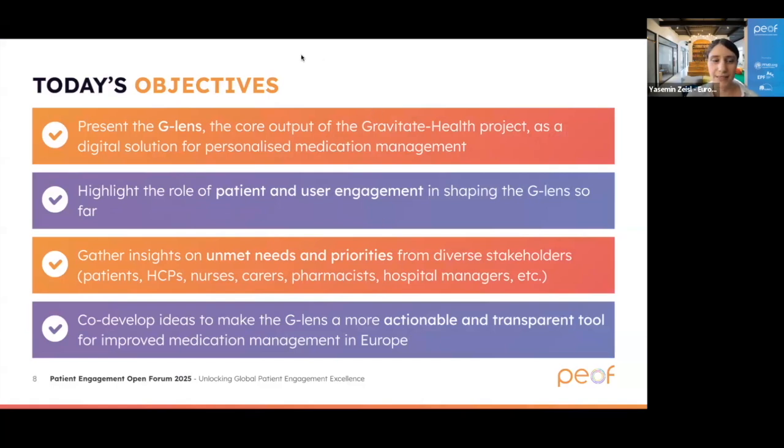One of my colleagues will launch it. I don't know if you can see it already.